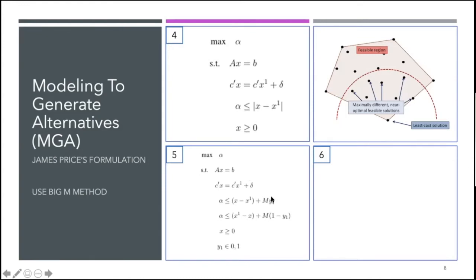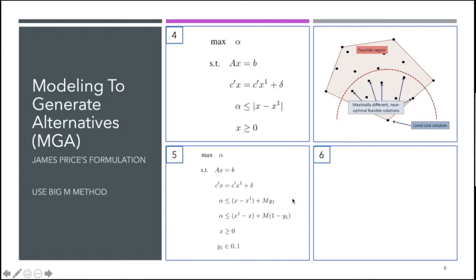So at an optimal solution, if x is greater than x1, then y1 is going to take a value 0, right? And then the optimal value of alpha will be x minus x1. If at the optimal solution x is less than x1, then the value of y1 will be 1, and the optimal value of alpha will be x1 minus x, right?